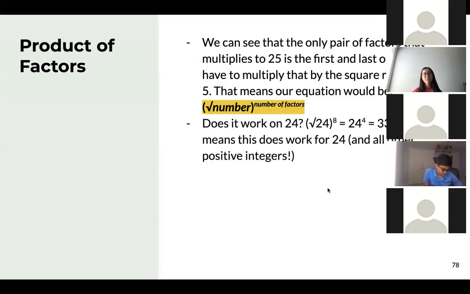Does that work on 24? Well, if we find the square root of 24, and then we raise that to the power of 8, it's the same thing as 24 to the 4th. And that equals our original answer. So that means this equation that's highlighted in yellow does work for all positive integers.